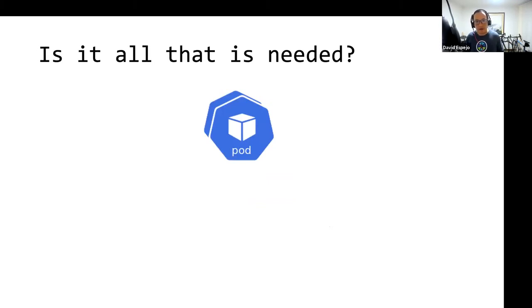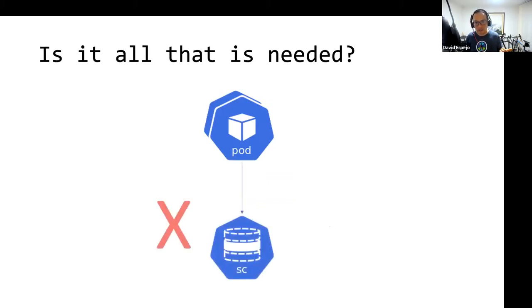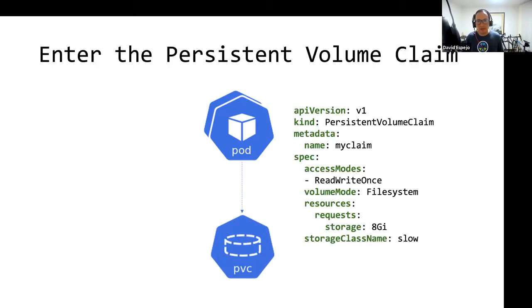So is that all? Can we connect the pod to the storage class? Well, unfortunately, that's not the case. We need to have more logic for that. So that's the role of the persistent volume claim. The persistent volume claim is the first step to connect the pod to an actual volume where to persist data. The structure of the PVC is, well, API version, kind, metadata, spec, etc.